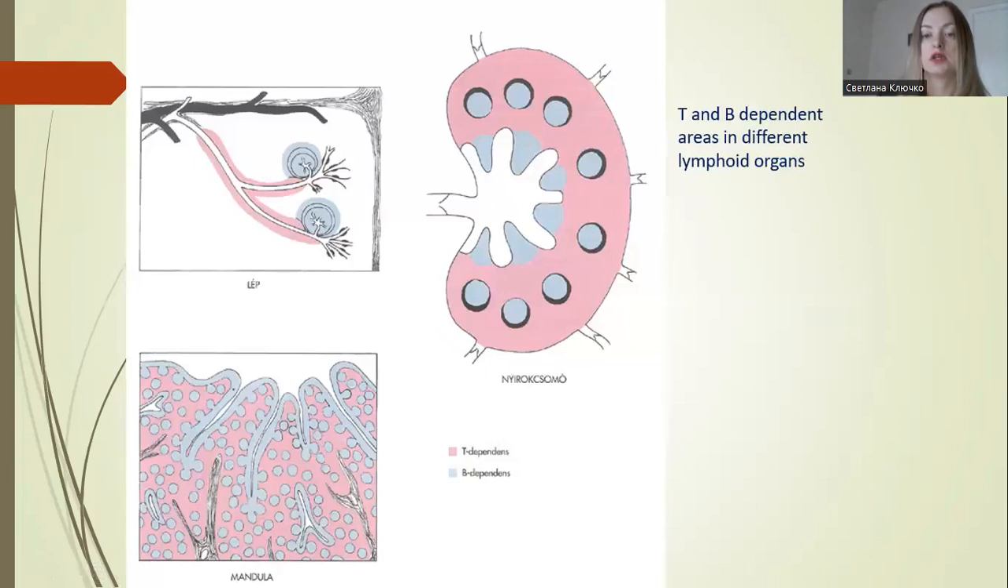So, T and B dependent areas in different lymphoid organs. In lymph node, cortex with lymphoid nodules, and medulla are B-dependent areas. Paracortex is T-dependent area. In spleen, lymphoid nodules of white pulp are B-dependent zone. Periarterial lymphoid sheath is T-dependent zone. In tonsils, lymphoid nodules of tonsil are B-dependent zone, and diffuse lymphoid tissue surrounding lymphoid nodules is T-dependent zone.